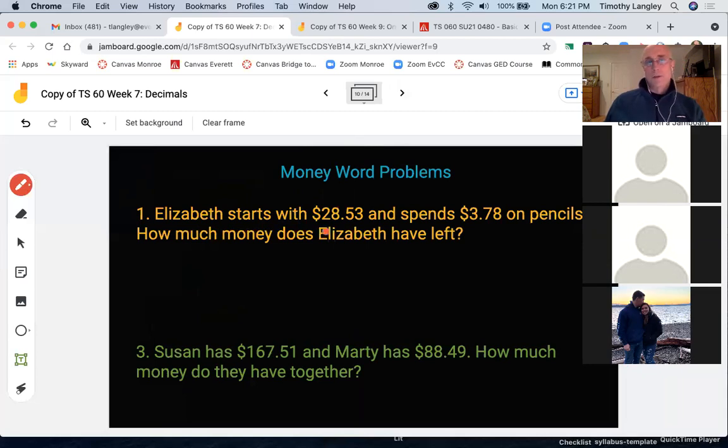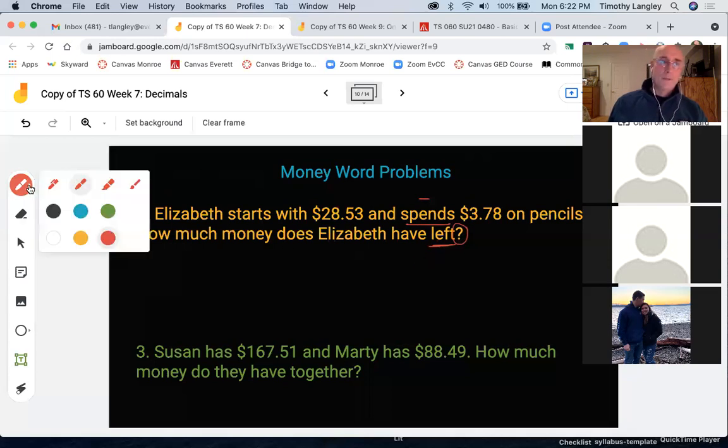Elizabeth starts with $28.53 and spends, okay, she's spending, so that's like minus $3.78 on pencils. How much money does Elizabeth have left? All right, this happens to be a nice example, as I taught you last week, in the story problems, where we look for the question with a question mark. And then once we find that sentence, we look for the keywords.